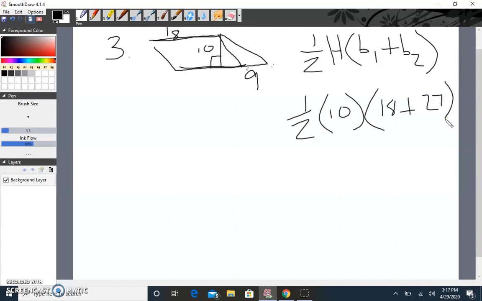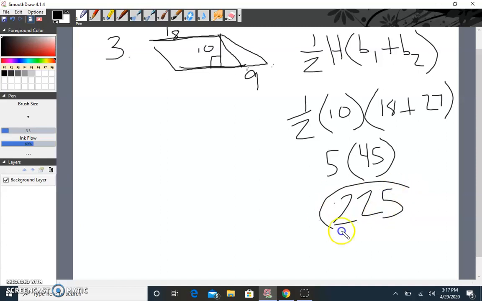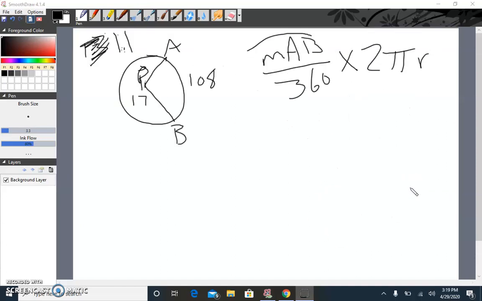So 1/2 of 10 is 5. And 18 plus 27 is 45. Five times 45 is 225, and that is your answer. All right, now we're going to look at number 11.